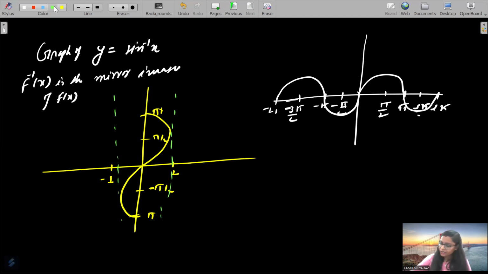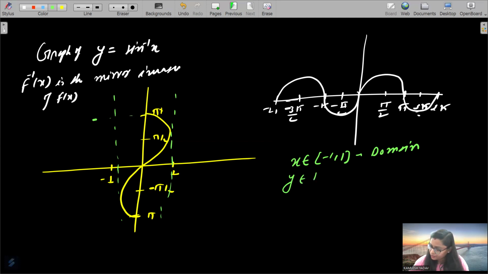According to this graph, x belongs to [-1, 1], which is our domain. Then what about the range? Here we see that y belongs to the closed interval [-pi/2, pi/2]. So this is the range.